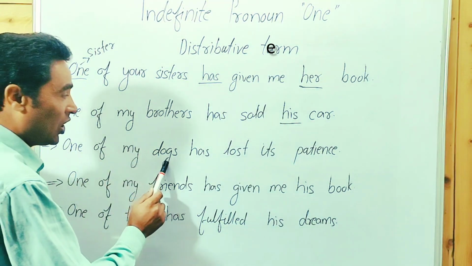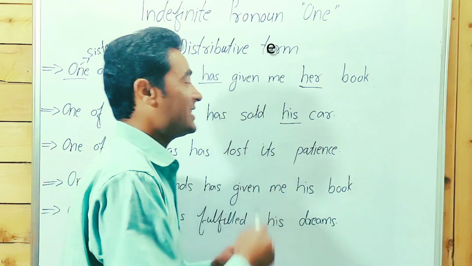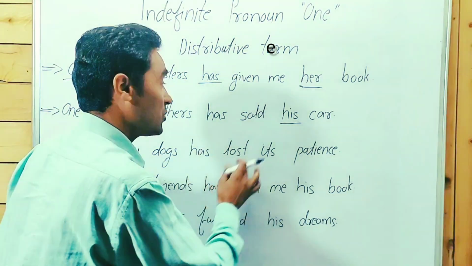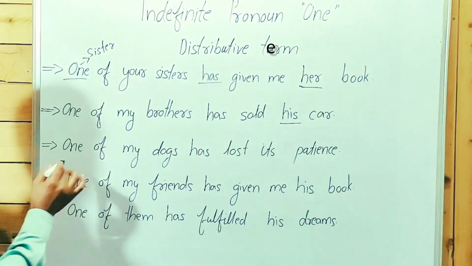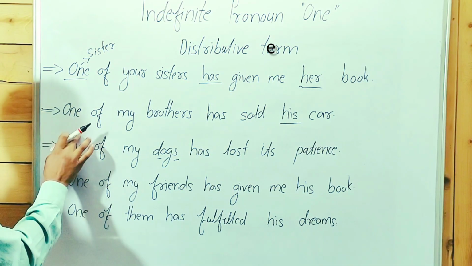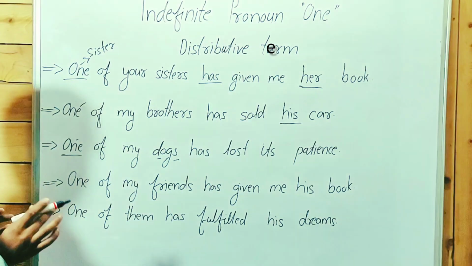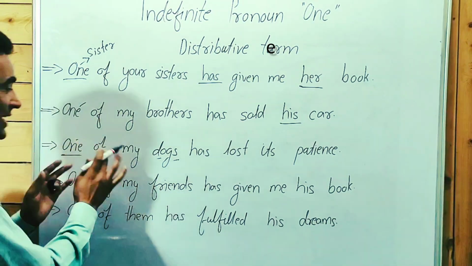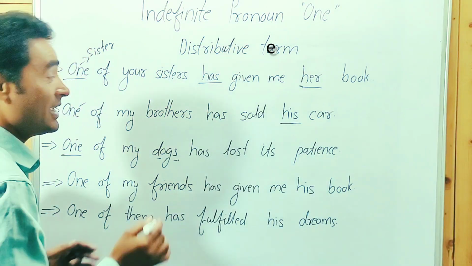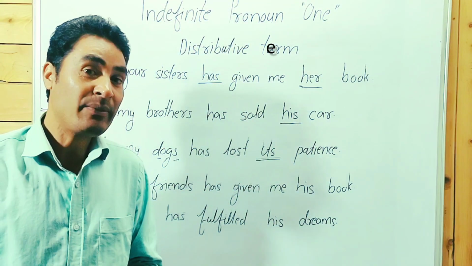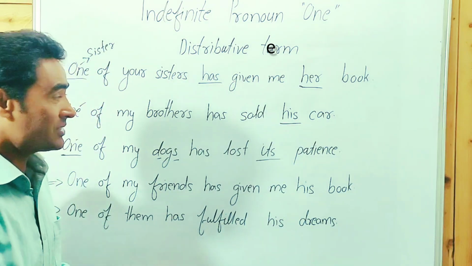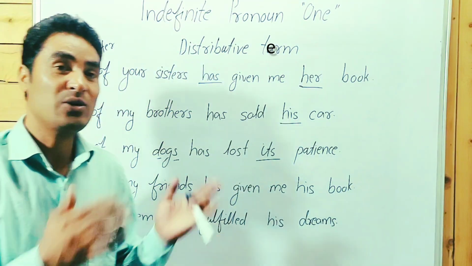One of my dogs has lost its patience. We don't say one of my dogs has lost one's patience. No, guys, point to be noted, we are talking about one of my dogs. We are talking about a dog. Here brother, here sister. One of my dogs has lost its patience. We have to say its. As you know, an animal is a non-human being. For a non-human being we use its. We don't use his and her.